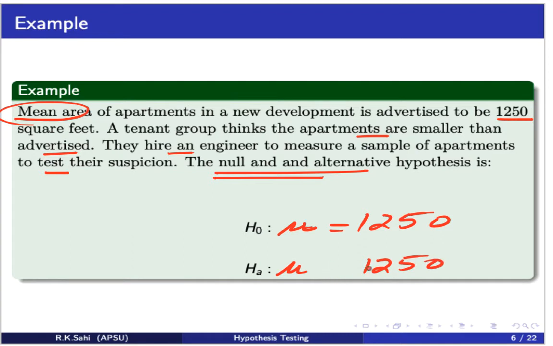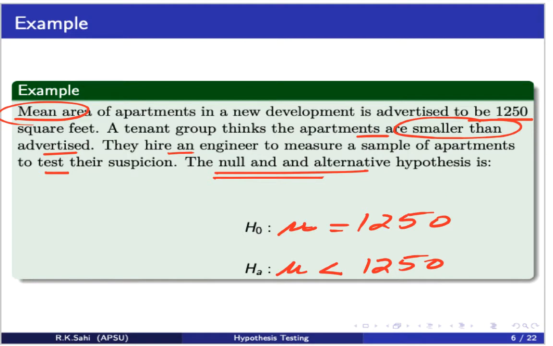But what is the relationship between this mu and 1250? For the alternative, we have to go back and read the sentences again. Now, the second sentence says a tenant group thinks the apartments are smaller. And that's the key word for us to know that's where the tenants are saying something is not right. They feel it is smaller than what is being advertised. So the alternative hypothesis will be a less than, because they are testing the claim, and that's what we are looking at.